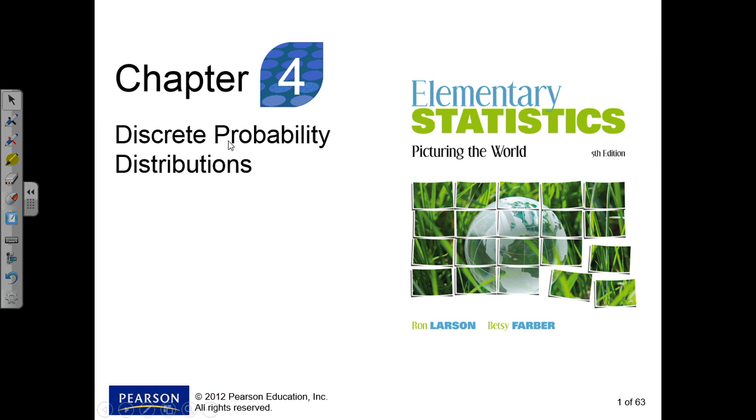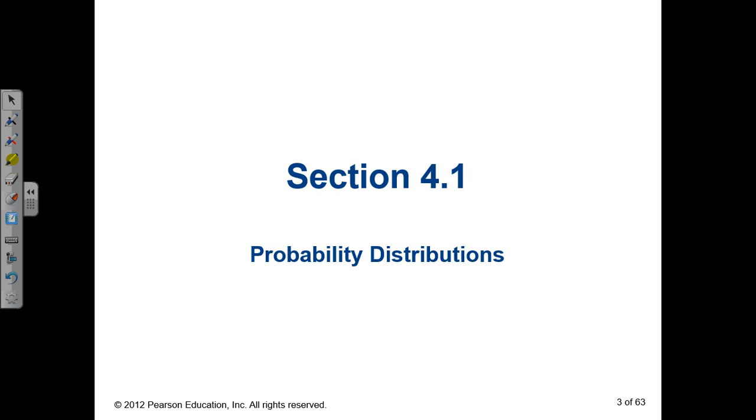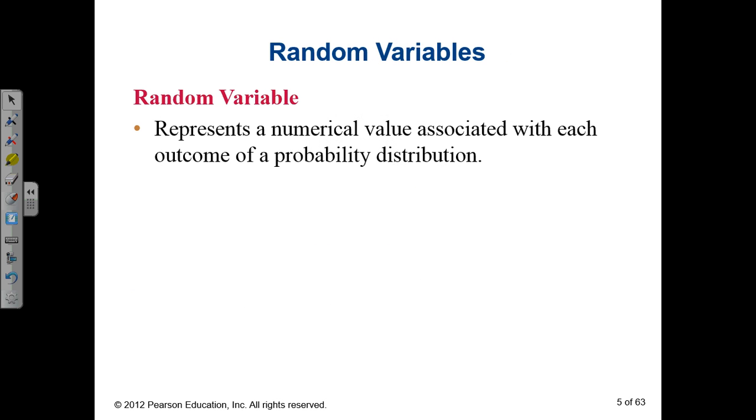Okay, so now we're in Chapter 4, and in Chapter 4, we're going to be looking at discrete probability distributions and combining some of the ideas we saw in Chapter 2 with some of the ideas we saw in Chapter 3. So the first thing we need to do is get a few new definitions. The first one is the definition for a random variable. A random variable is a numeric value associated with each outcome.